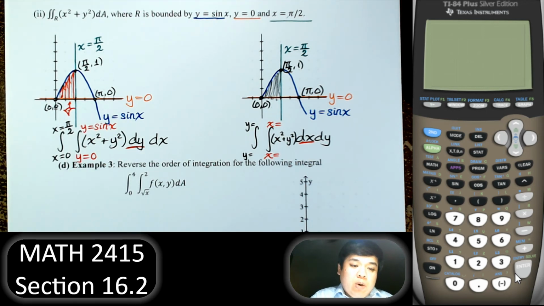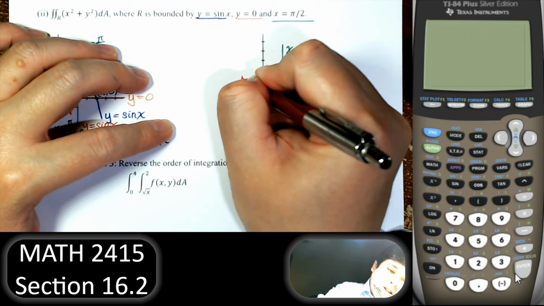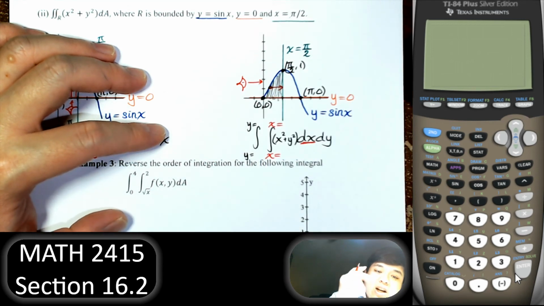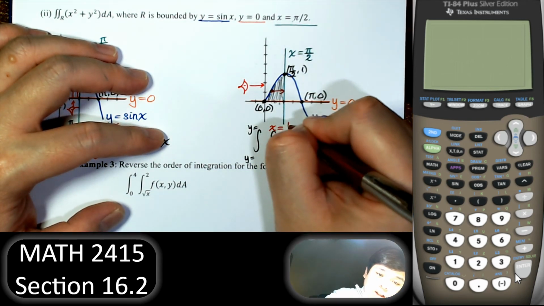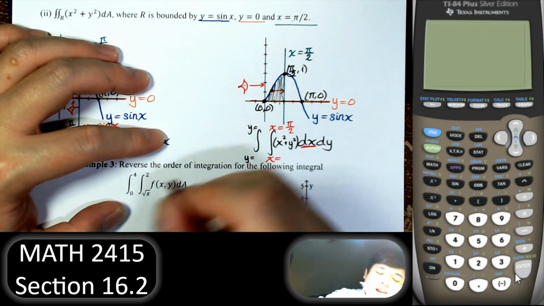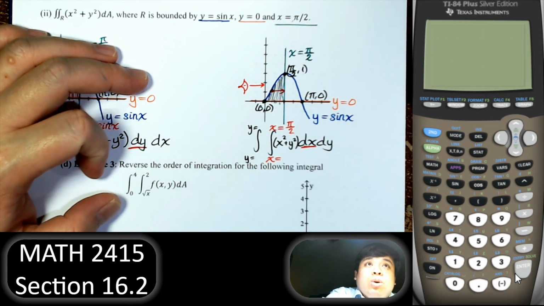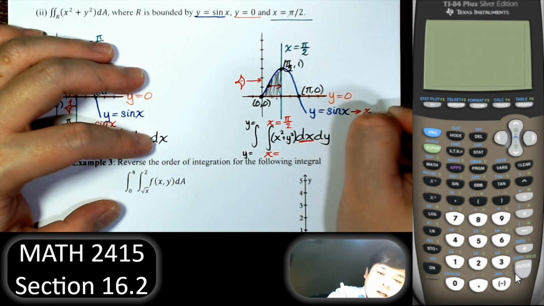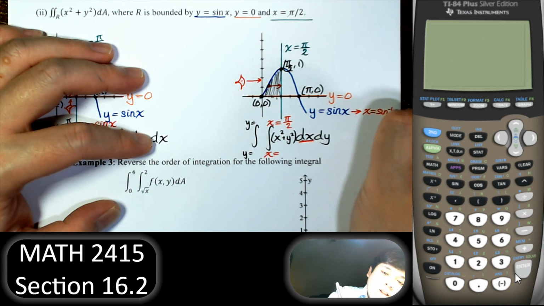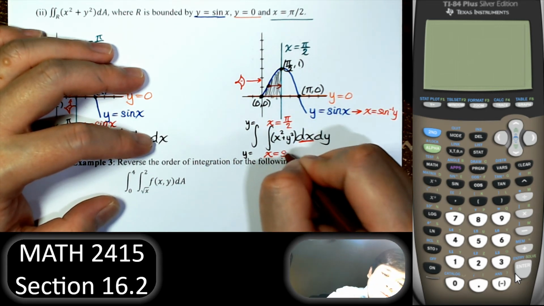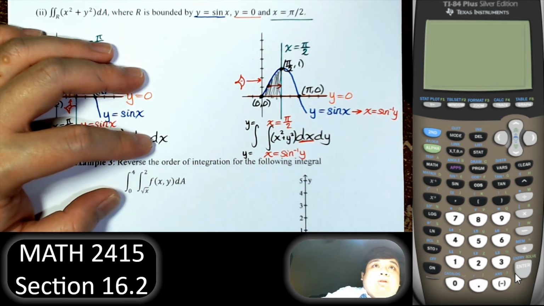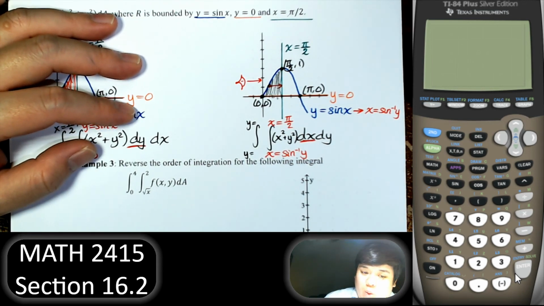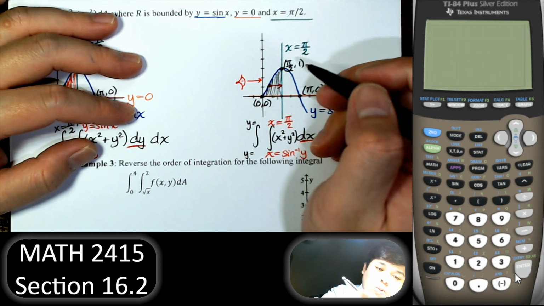Right, so we look in the x direction. We're going to see this sine curve first, and then we're going to see the vertical line. So from left to right is that. But we have to write x equal to something: if y equals sine x, this is equal to x equals sine inverse of y. And we go from sine inverse of y to pi over 2. Again, left to right, bottom to top, and then the limit on the y values go from 0 to 1.